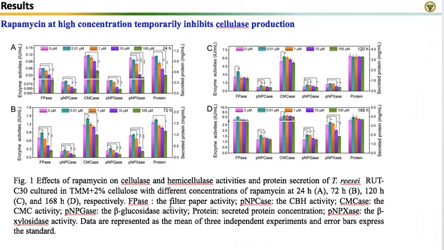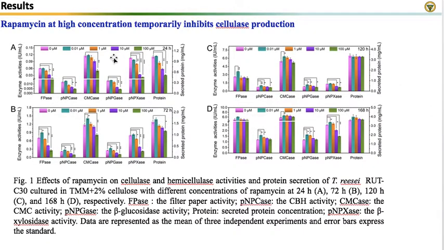So the next part is results. First one, rapamycin at high concentration temporarily inhibits cellulase production. We first investigated the effect of rapamycin on cellulase production of Trichoderma. In the presence of 0.01 micromolar rapamycin, the cellulase production was not changed at 24 hours, but was increased at later hours.